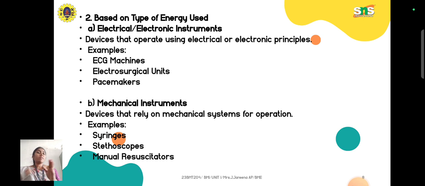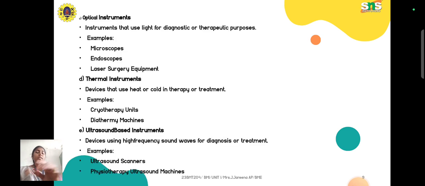First we have electrical and electronic instruments. Here we are using electrical electronic principles for the device to measure or record or to provide diagnostic or therapeutic functionality. Examples are ECG machine, electrosurgical units and pacemakers. Next we have mechanical instruments. These devices rely on mechanical systems for operation. Examples are syringes, stethoscopes and manual resuscitators.